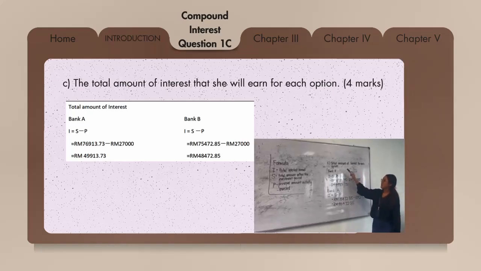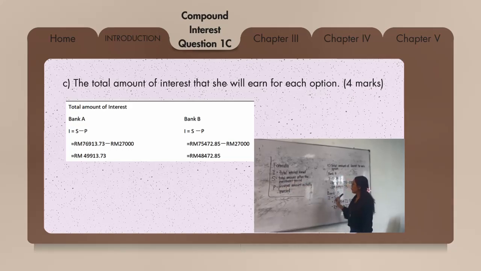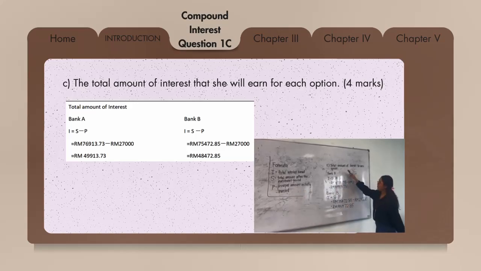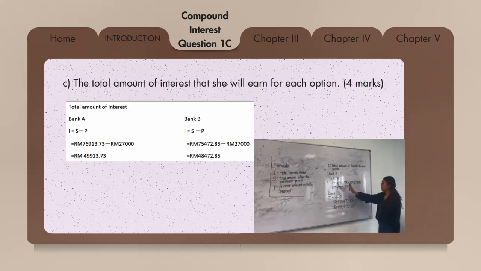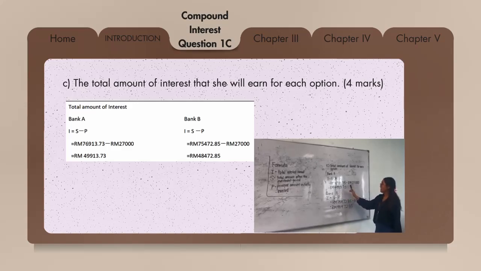Okay. For question C, the total amount of interest for each option. We use the formula I equals S minus P. I is equal to the total interest earned. S is equal to the total amount after the investment period, while P is the principal amount initially invested. So, for Bank A, I equals 76,913 ringgit and 73 cent minus 27,000 ringgit equals 49,913 ringgit and 73 cents.